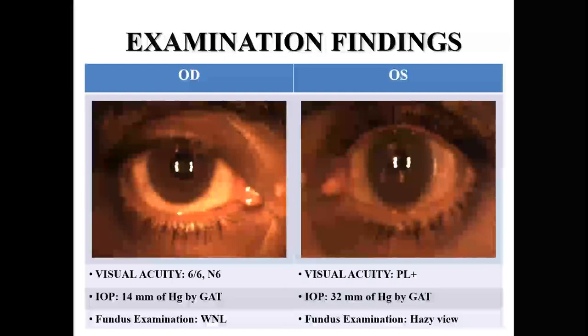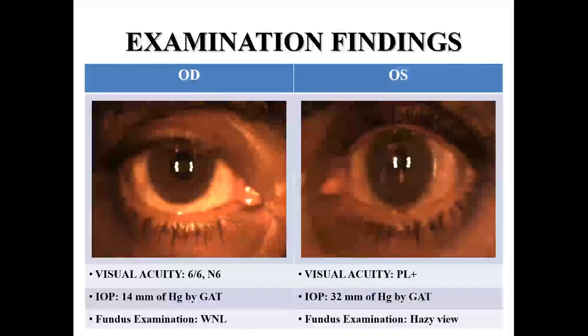So these are the examination findings. In the right eye, his visual acuity was 6/6 N6. IOP was 14. And the fundus examination was within normal limits. Whereas in the left eye, as you can see, the cornea showed a haze and a presence of bullae and microcystic edema. There was a presence of posterior chamber IOL, a single piece PMMA IOL, which was implanted in the anterior chamber. There was a PI whose patency could not be assessed. And the vision that the patient was giving was PL accurate. The IOP was 32 millimeters of mercury. And the fundus examination revealed a hazy view.